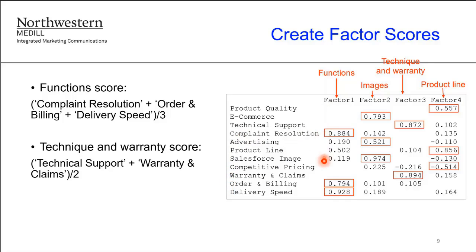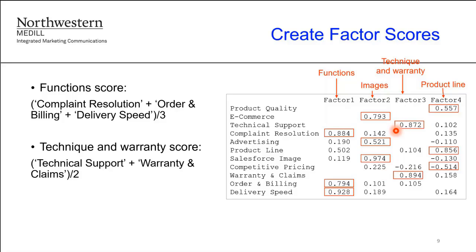So we added those three factor loading values and divided by 3, which is the number of variables. So basically this is the average score for these three variables under factor 1. And we can do the same thing for the technical support and warranty score. So you add those two variables that belong to factor 3.